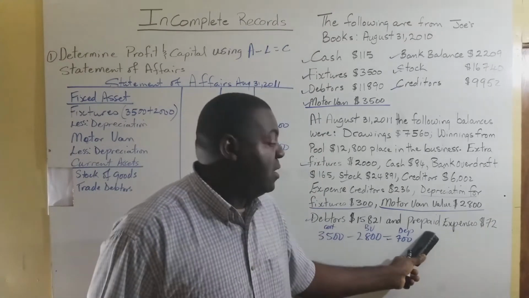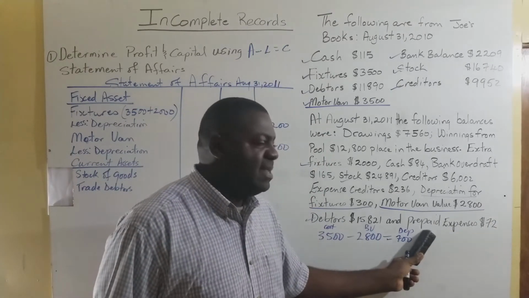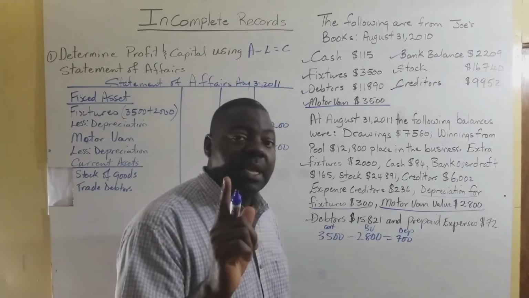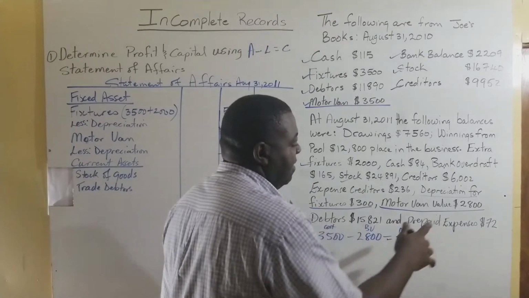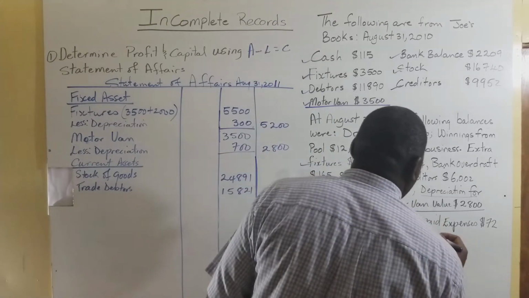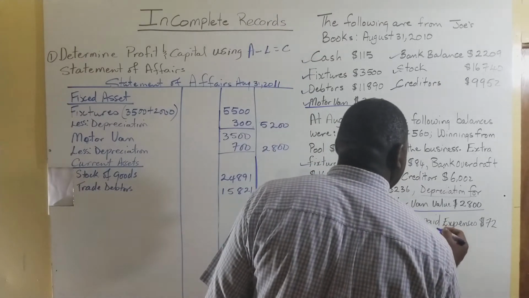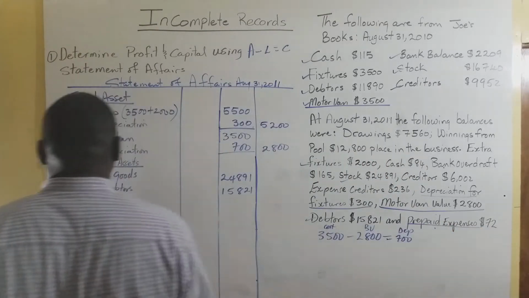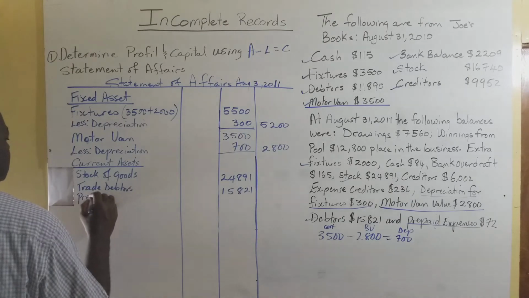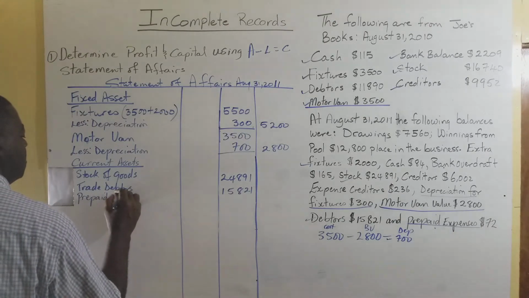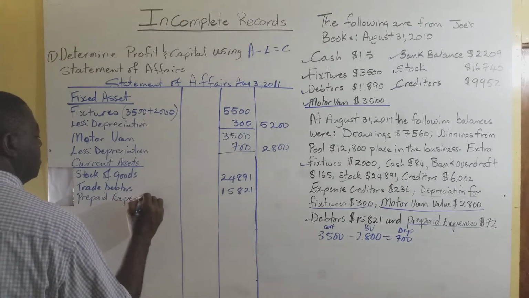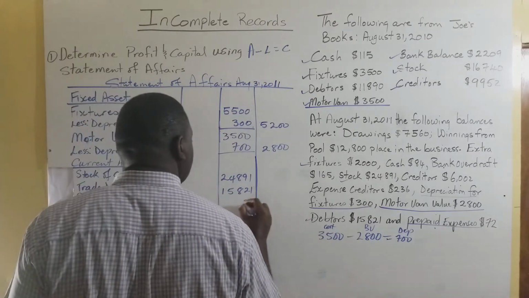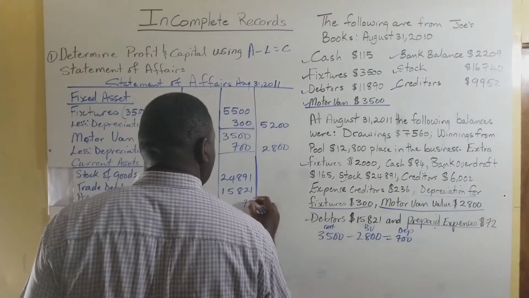All right. We also have expense prepaid. You would have recalled when we were addressing accruals and prepayment of expenses that we indicated that prepayment of expense is a current asset, right? So this is a current asset. This item here, prepaid expense. And it is 72.